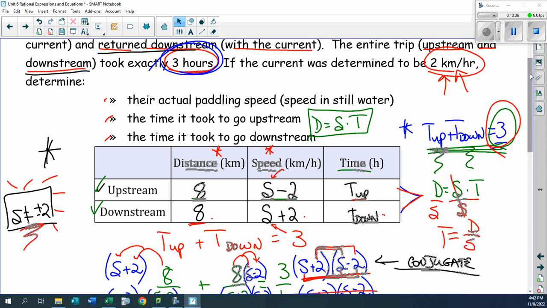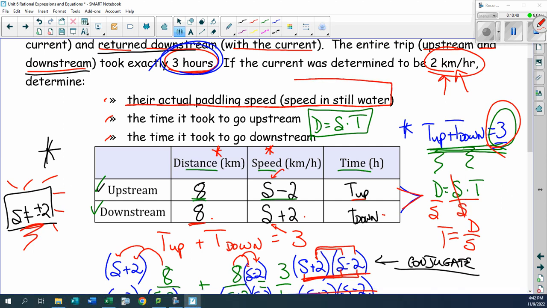Now, think about this for a second. What is their actual paddling speed? The speed in still water. That's without the current. Well, we just figured that out. That was S, and we found out S to be 6 kilometers per hour. Oh, how nice. So, let's figure out the speed going upstream. If we put a 6 in here, look at this. Wouldn't that be 6 minus 2? So they're actually going upstream against the current at 4 kilometers per hour.